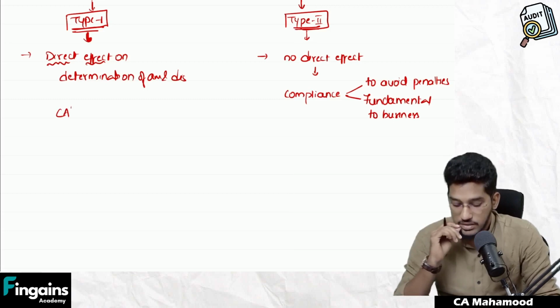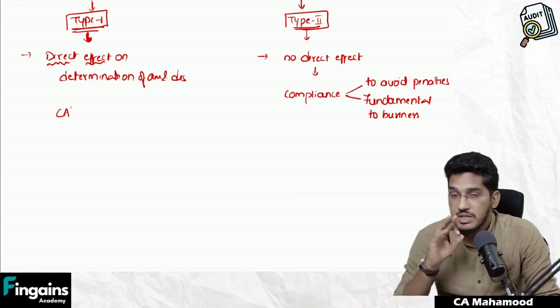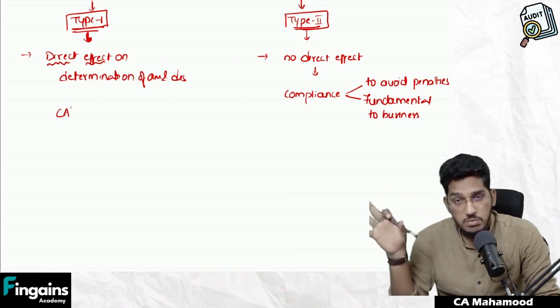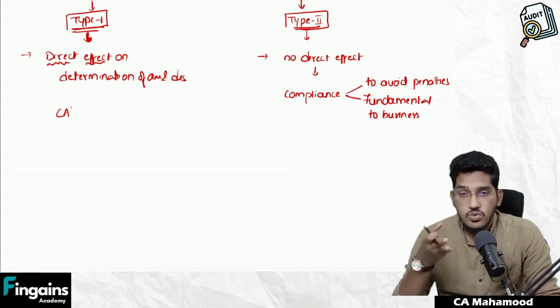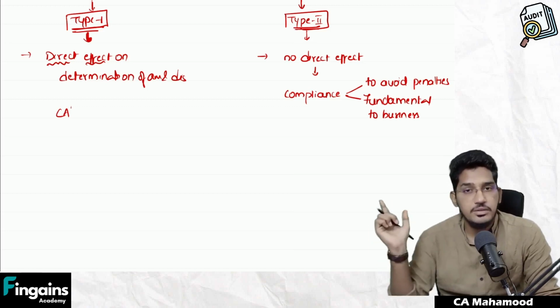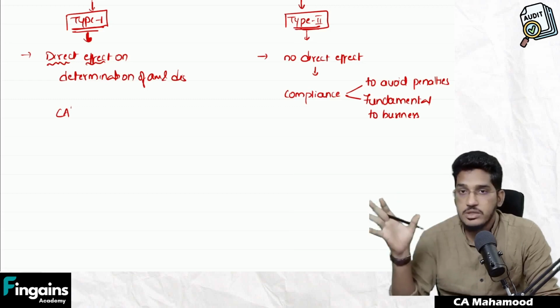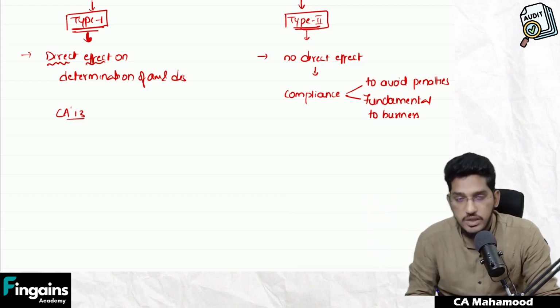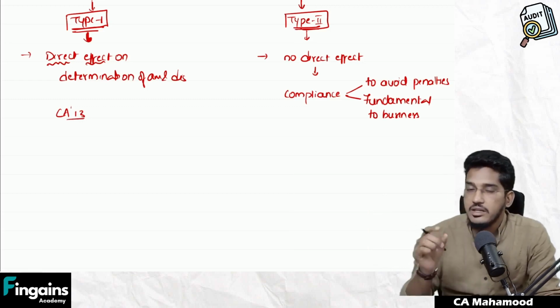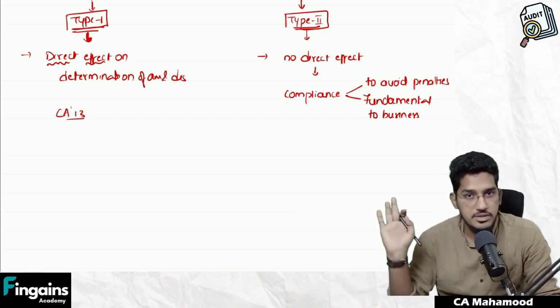Why is Companies Act falling under type 1? Because Companies Act will directly determine what amounts you have to show in the financial statements. Like you are preparing financial statements as per Schedule 3. Schedule 3, where is it given? Companies Act. Yes or no? So you are preparing financial statements as per Companies Act. So Companies Act is having a direct effect on the amounts and presentation of financial statements. So Companies Act 2013 will fall under type 1. Because it is having a direct effect on amounts and disclosures in the financial statements.